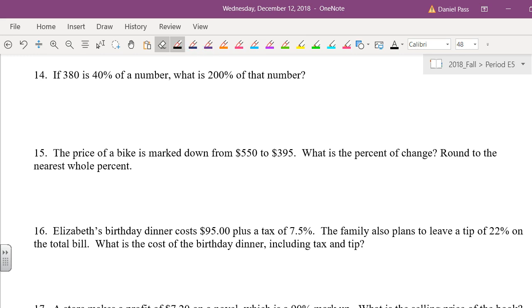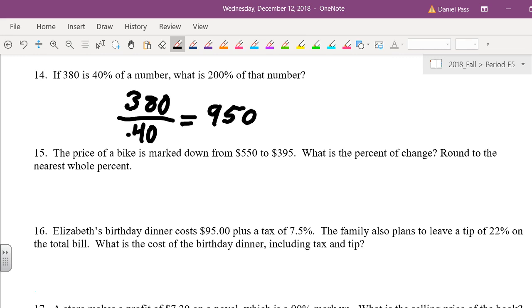All right. How do we do problem number 14? We first have to take 380 divided by 0.40. What we get is 950. Okay. But how did you set up this problem? Did you set up an equation first, or did you just figure it out? I set up an equation. Okay, what's our equation? 380 divided by 0.40.